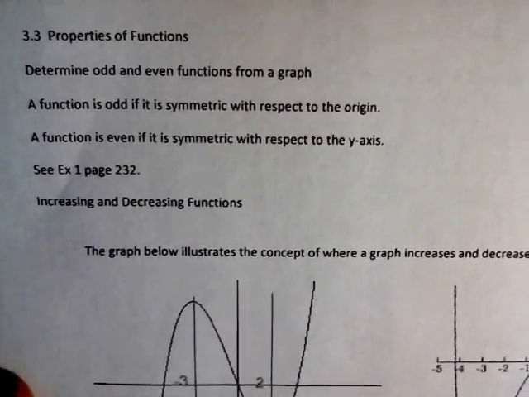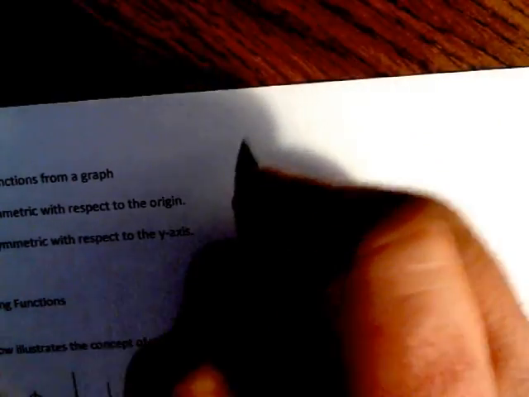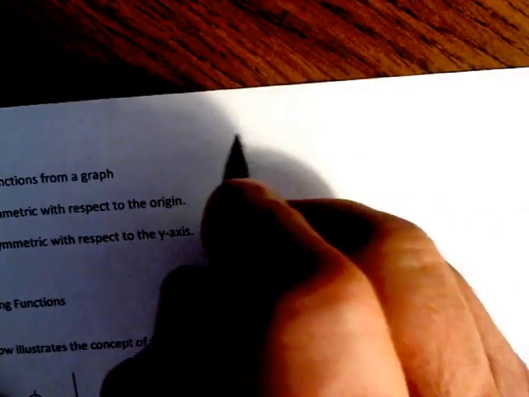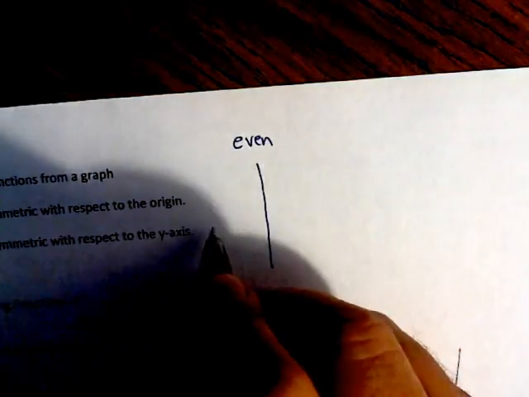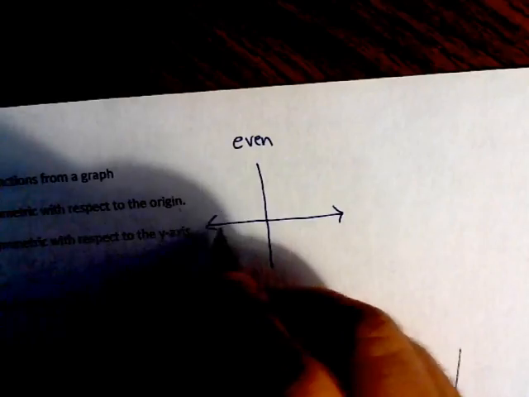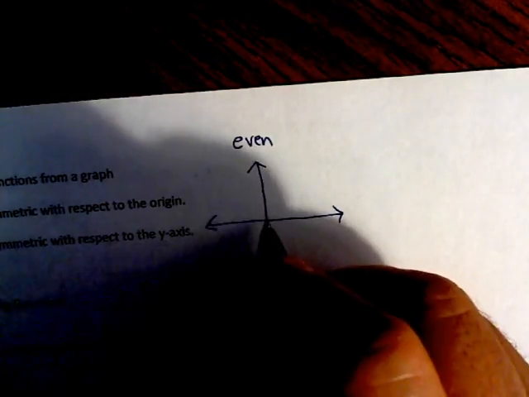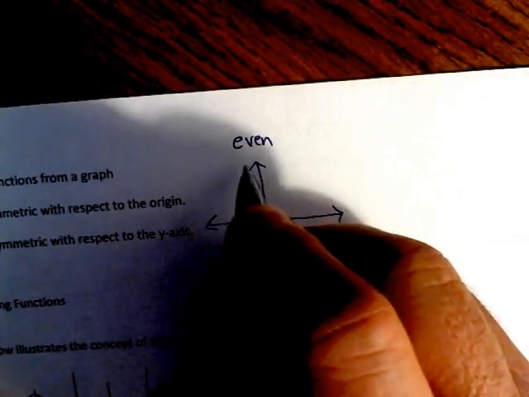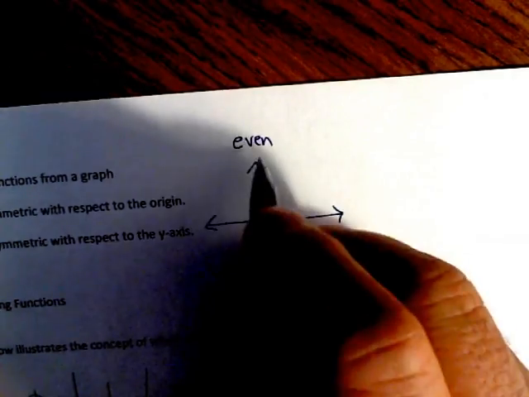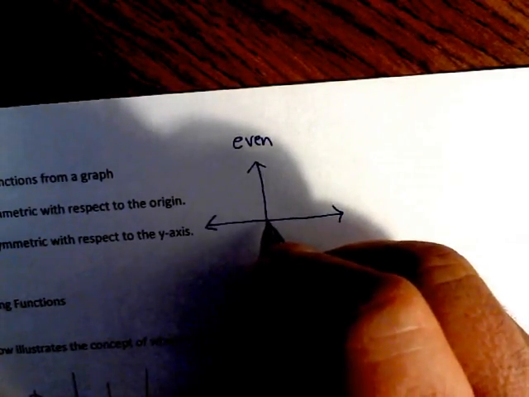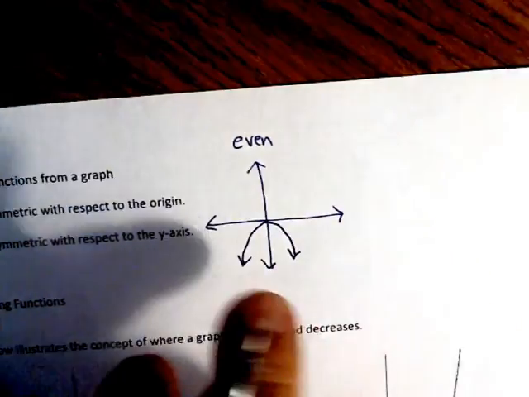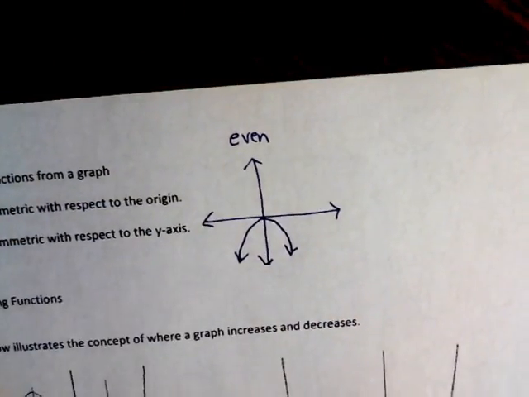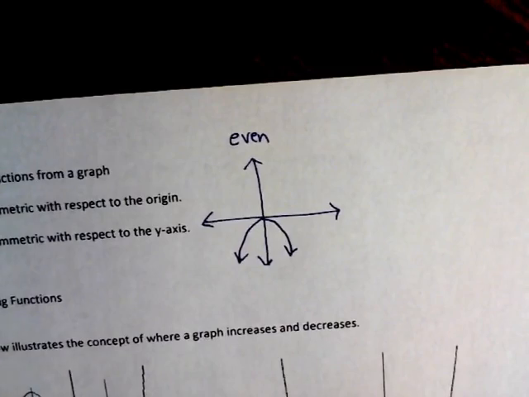But what I want to talk about with an odd function and an even function is kind of when we talk about symmetry. An even function will look something like this, and it's symmetric with respect to the y-axis. So it could look something like this. So that means it's a mirror image on either side of the y-axis.